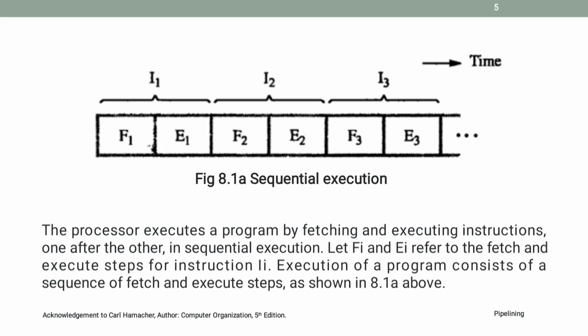Figure shows sequential execution of three instructions I1, I2, I3. F1, E1 are the fetch and execute phases involved in the execution of instruction 1. Accordingly, all three instructions have two phases, fetch and execute. So they are executed one after the other. If one clock cycle is needed to execute one phase, a total of 6 clock cycles is needed to complete the execution of all three instructions. This is the case of sequential execution.